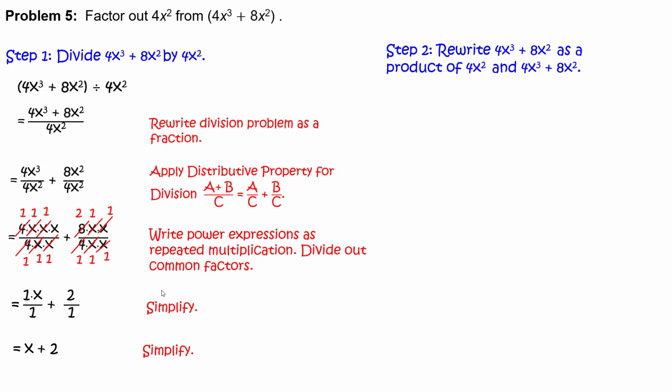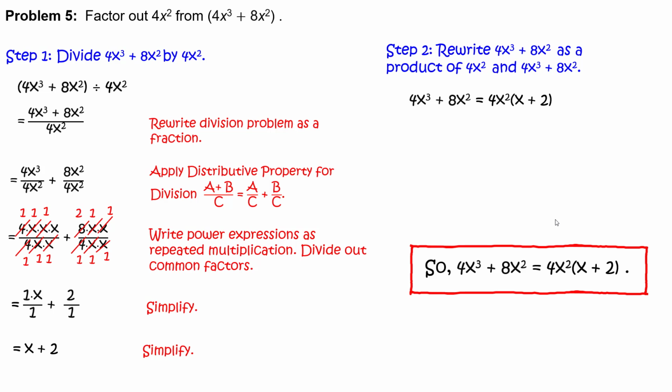And step 2, rewrite 4x cubed plus 8x squared as a product of divisor and quotient. So 4x cubed plus 8x squared equals 4x squared times my result, x plus 2. And then this is my result, 4x cubed plus 8x squared equals 4x squared times x plus 2. And what I did was I factored out 4x squared.